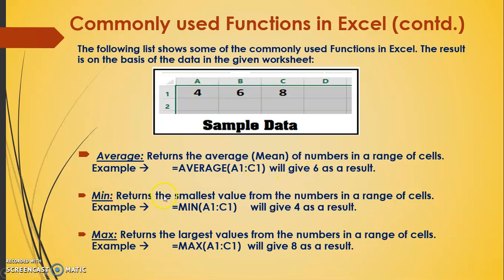Min will find the smallest value from the numbers. What is the smallest value in all these numbers? 4 is the smallest value, so I will get 4 as the result. Max, max means maximum value or the largest value. So from these three data, the largest value is 8. So I will get 8 as the result.